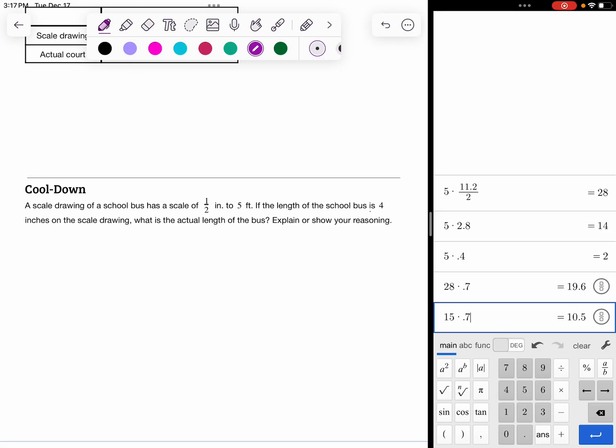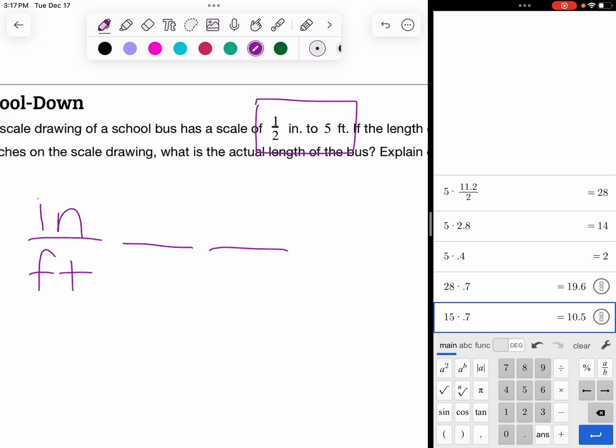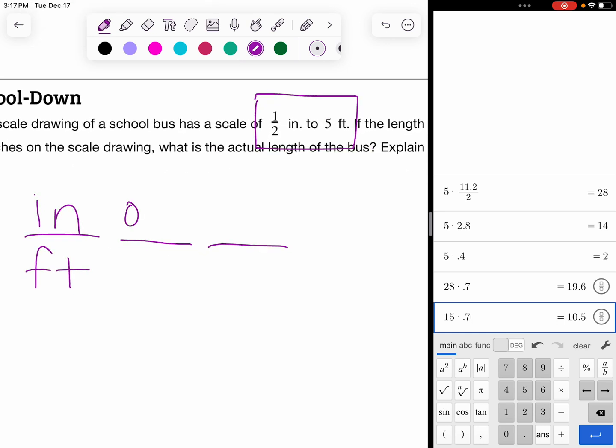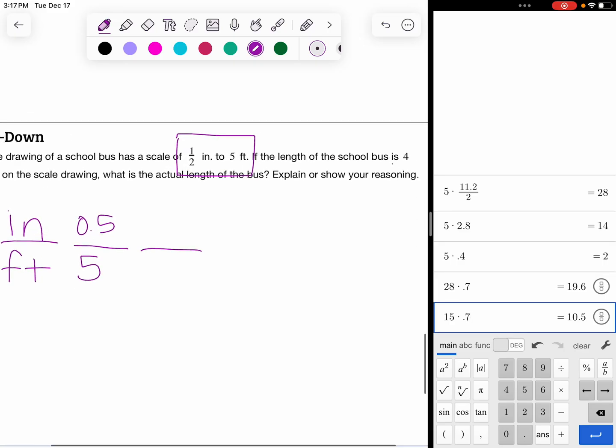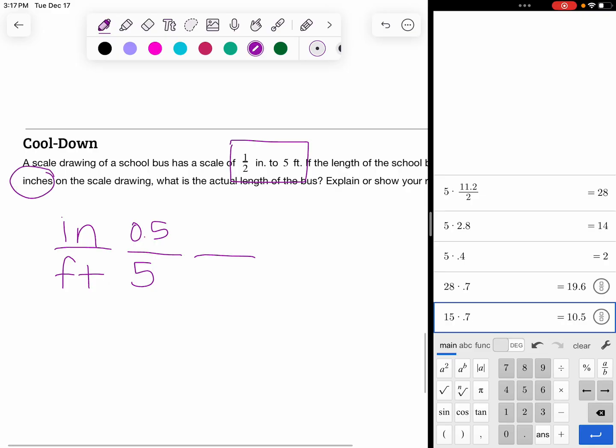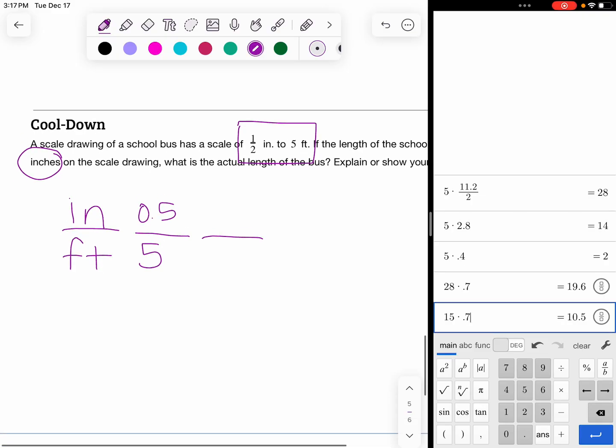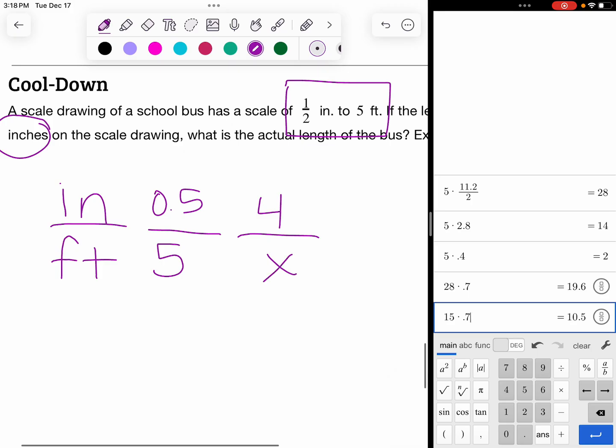All right, our cool down says a scale drawing of a school bus has a scale of 1 inch to 5 feet. If the length of the school bus is 4 inches on the scale drawing, what is the actual length of the bus? All right, so we need to set up our butterfly. In this problem, we are talking inches and we are talking feet. The first thing that we need to do is put in our scale. So 1 inch goes on top, and 5 feet would go underneath it. And then our school bus is 4 inches on our drawing, so that would go on the top, x on the bottom, and we do our butterfly.